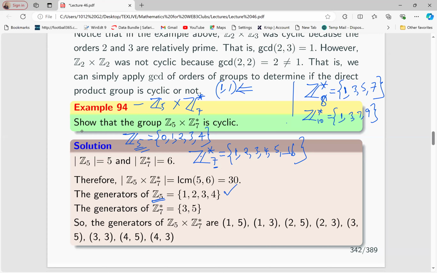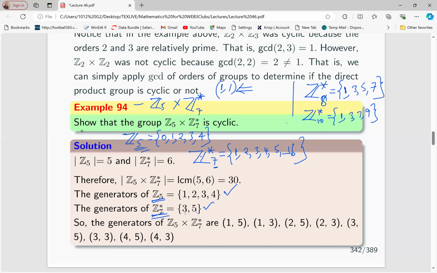What about the generators of Z star 5? I've written here that these two are the generators, 3 and 5. We looked at this last Thursday, how to find the generators of these groups. Now, the generators of Z star 7 are 3 and 5. Of course, you can try 3 and see whether it generates all these elements.